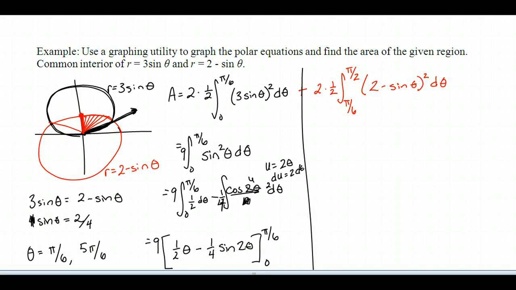All right, so now when I solve the right side, we have from pi over 6 to pi over 2. We need to expand this, so we have 4 minus 4 sine theta plus sine squared theta differential theta.